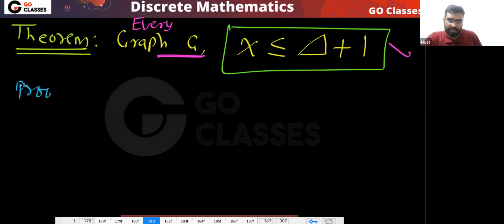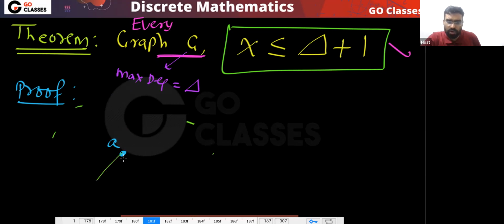And the proof is like this. You consider any vertex. Let's assume the maximum degree of the graph is D, or delta. If you take any vertex, there can be other edges, but I don't care. I'm only focusing on this vertex. So let's assume that this vertex has degree delta.